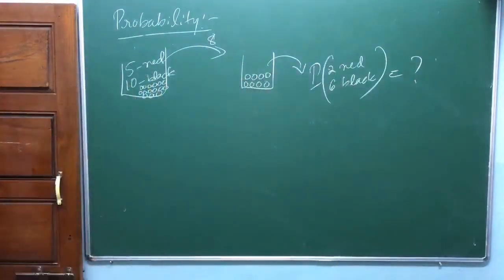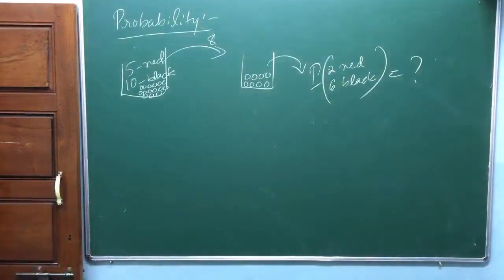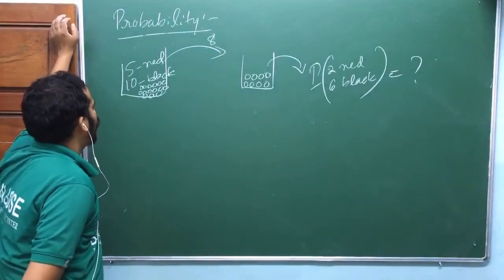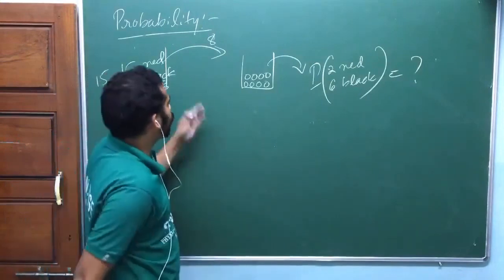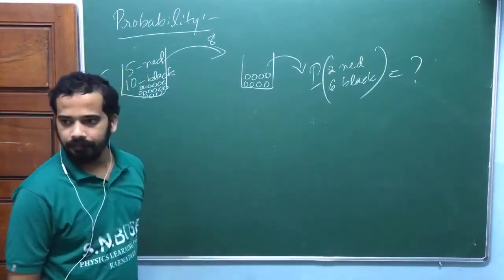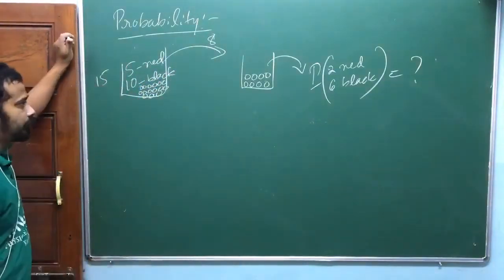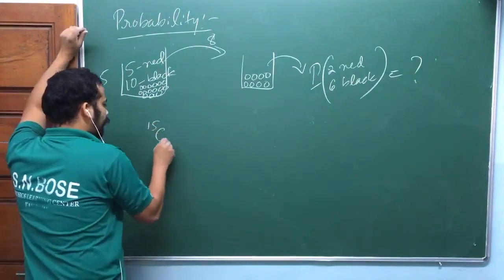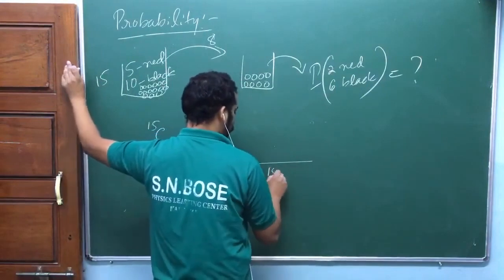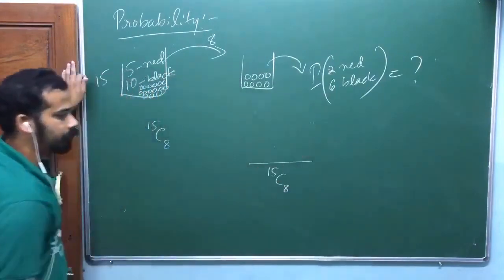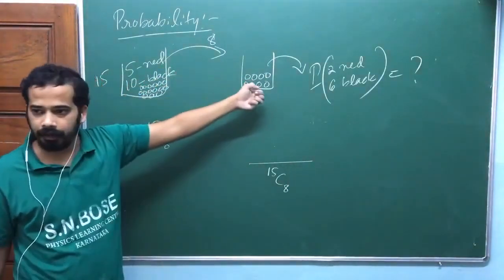How do you start? How many balls are there? 15 balls, isn't it? What is the total number of possible ways of choosing 8 balls out of these 15 balls? Speak out. 15C8, am I right? This is the total possibility. So now this is the denominator of your probability, 15C8. This is the total number of possible outcomes.